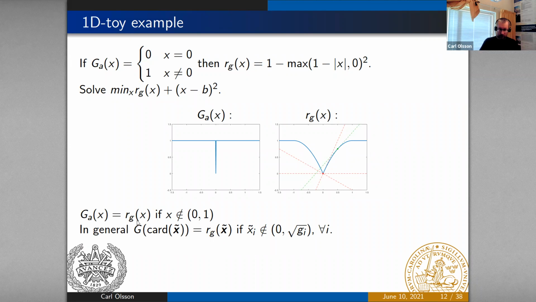These are the same, except when I'm in this interval here. And this one here is basically the threshold where, if I were to solve a quadratic problem like this with this g, I would get x should be b if b is larger than 1, otherwise 0. So if I have solutions that end up in this open interval, then the regularization is going to be different. And in the general case, the corresponding constraint looks like this. It's the square root of those g's that I had.